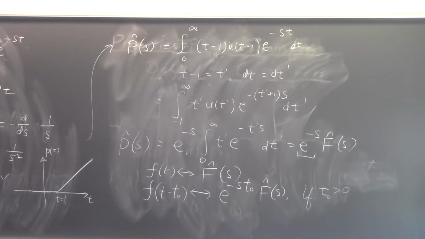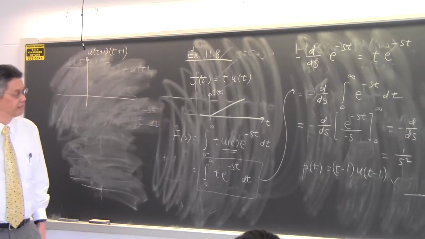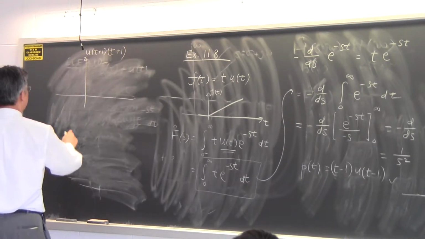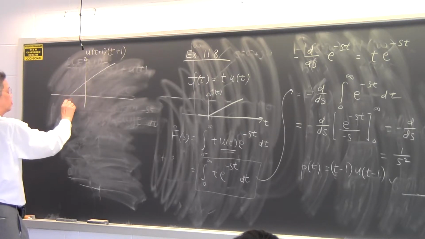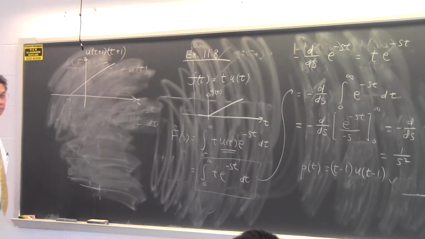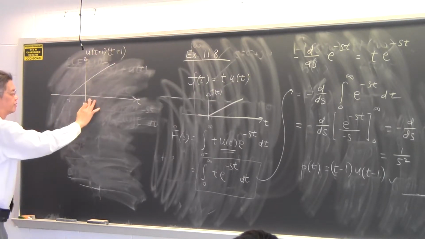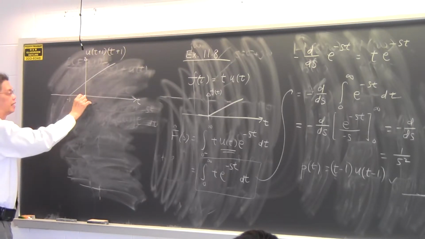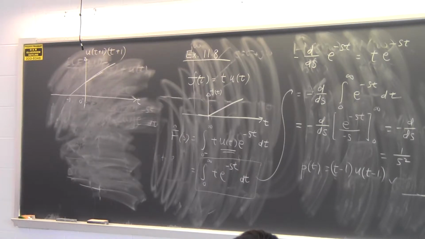So had you time advanced it so that you had u(t), t plus 1 instead, as the Laplace transform, then the plot of this function will look something like that. But by the definition of the Laplace transform, we always integrate from 0 minus. Okay, we always integrate from 0 minus. So we start integrating from this point onward. And I will get a different Laplace transform.